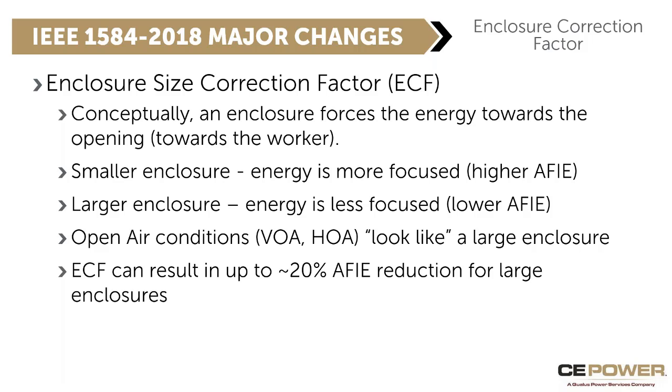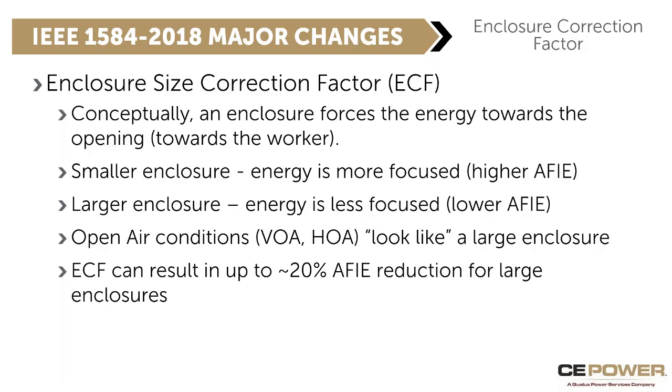Conversely, with a larger enclosure, the blast can spread out more, and so it's less focused, and that leads to a lower incident energy. Open air conditions, so that's referring to the electrode configuration, which we'll talk about next, tend to look like a larger enclosure, right? Because there's room for that blast to spread out. It's less focused. And so what does this variable get us? Well, when we look at the larger enclosures, it can reduce this incident energy calculation by up to around 20%.